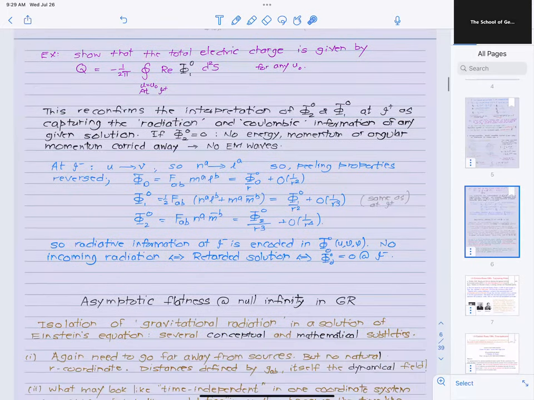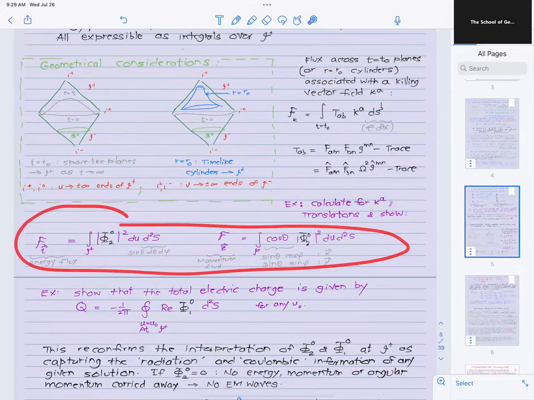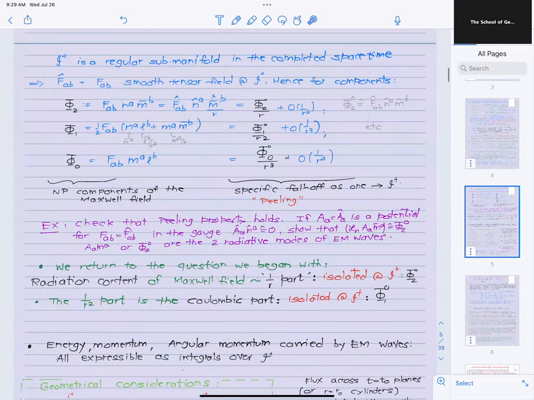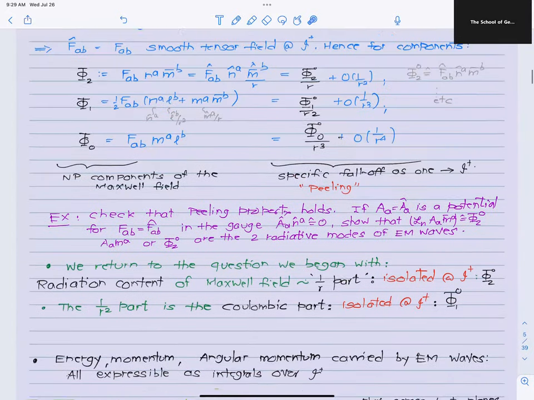So this is an exercise for you to check that these formulae are true. What we have talked about so far is really focusing on the 1 upon r part of the Maxwell field. What about the Coulombic part, this part up here? It turns out that the real part has information about the electric charge and the imaginary part has information about the magnetic charge. Now, normally, with the usual sources that I have, the total magnetic charge is equal to zero. That is why we can introduce the vector potential.